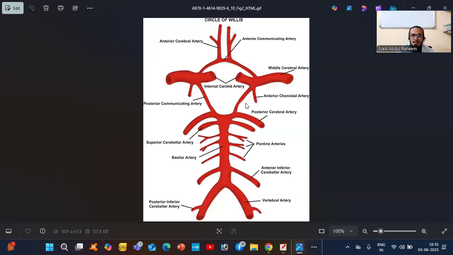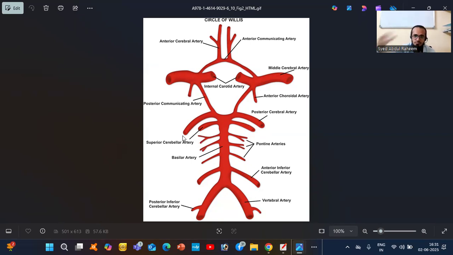You can see this is the circle of Willis, the whole circulation to the brain, if you see it from the bottom of the brain, posteriorly. Okay, you can see this is the anterior cerebral artery, the artery which supplies the front portion. Mid cerebral artery, you can see this is the mid cerebral artery. This is the internal carotid artery. This is coming from that carotid artery. Posterior cerebral artery. This is the posterior cerebral artery. You can see that.